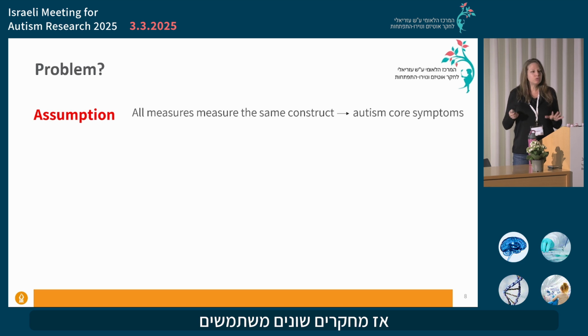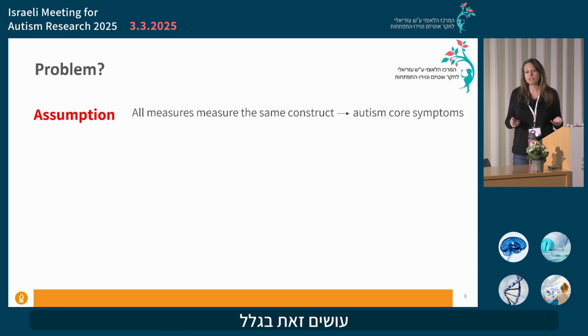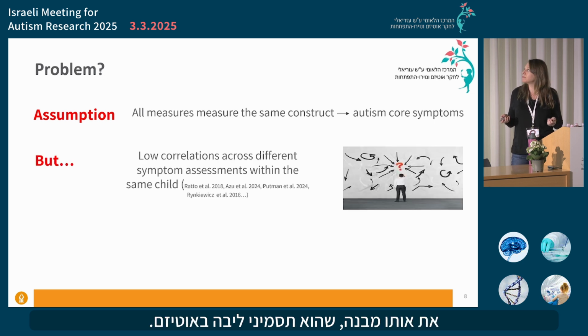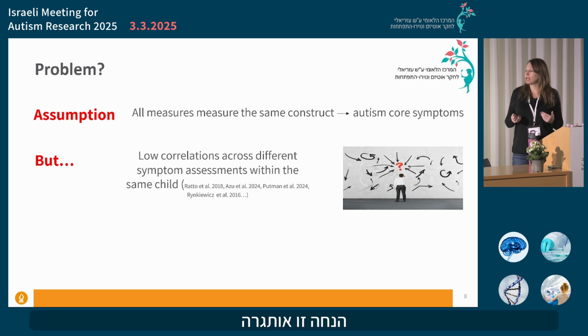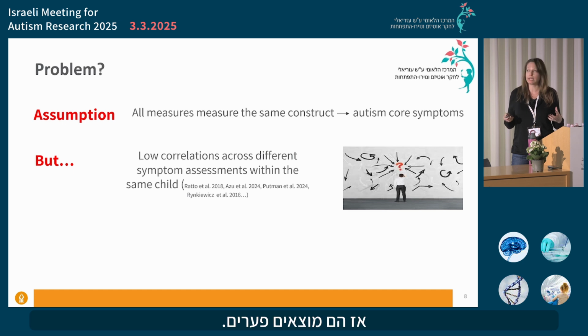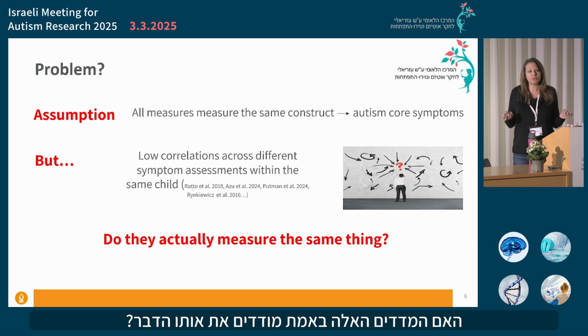So different studies use these different tools interchangeably. When we see a study and we see in the heading that they looked at core autism symptoms, they might have chosen and used either one of these measures, and they do this because of the assumption that they all measure the same construct, which is core autism symptoms. But this assumption has been challenged by the fact that in recent years, more and more studies have been published finding low correlations between how these different measures evaluate symptom severity within the same child. So they're finding gaps.